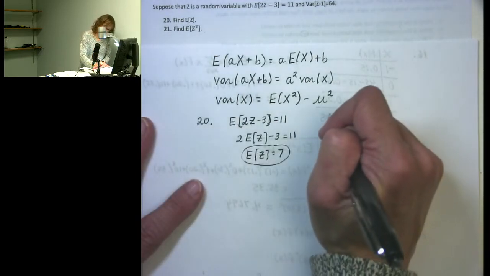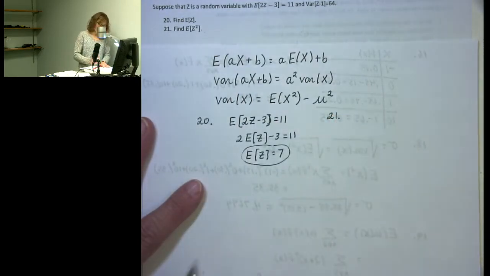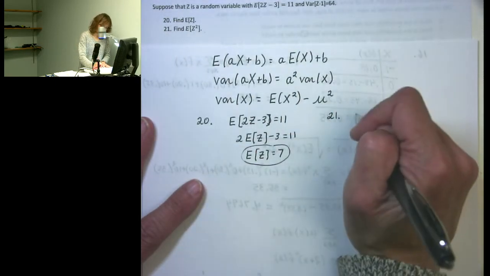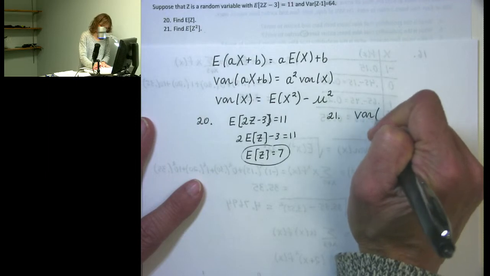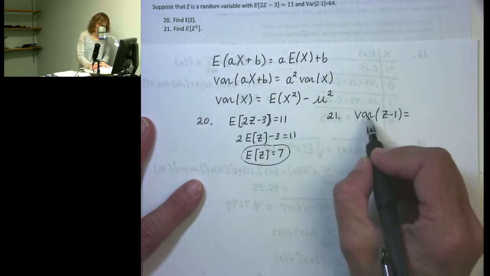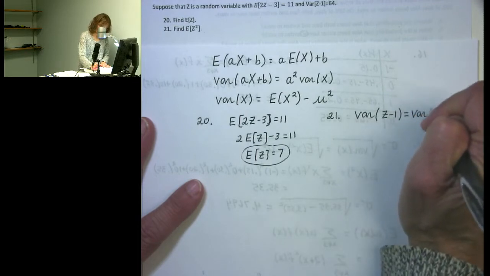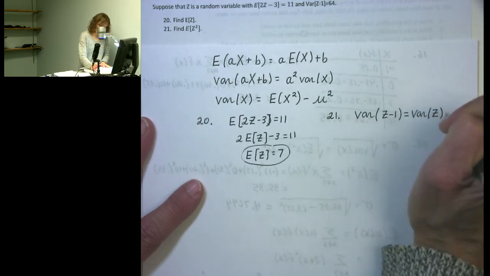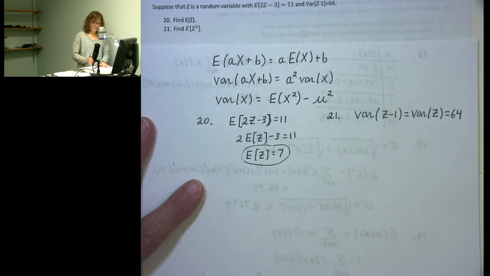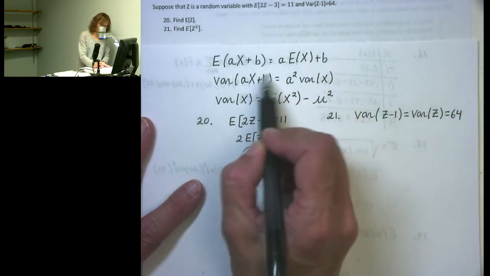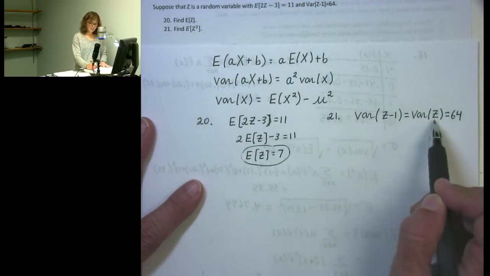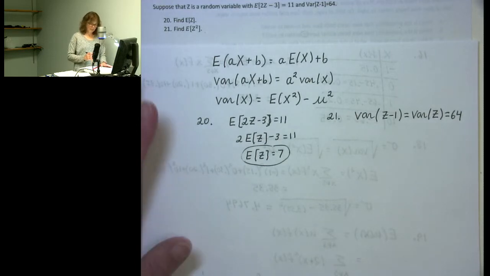Now for question 21, I'm not told the variance of z, but I do know that the variance of z minus 1 is equal to the variance of z. And so I do know that the variance of z must be equal to 64. This is because when we add a constant, it doesn't change the variability, right? So the variability of z minus 1 is the same as the variability of z.